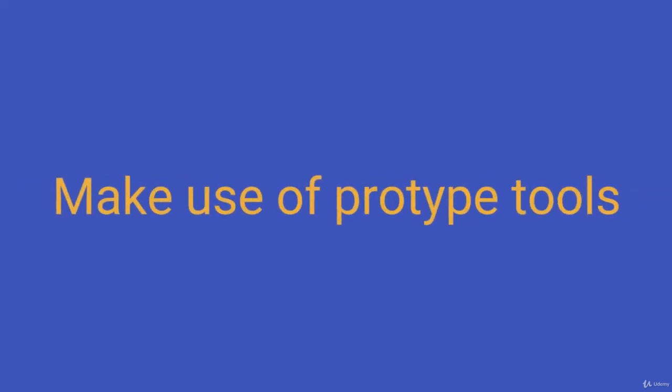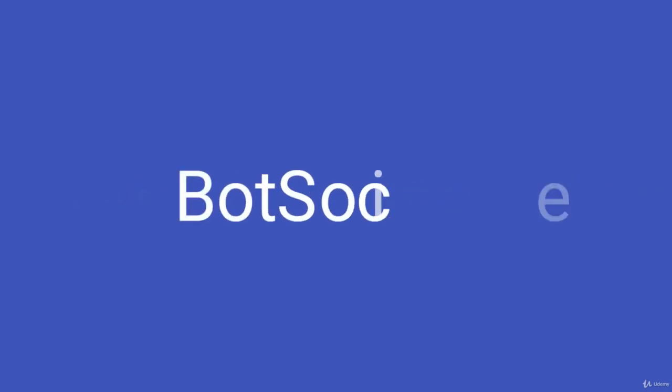Make use of prototype tools. Before going live, test out your bot using integrated prototype software, so you can identify any errors or weaknesses. Bot Society allows you to build a test chatbot for Apple that you can test on a select audience before you go public with your launch.